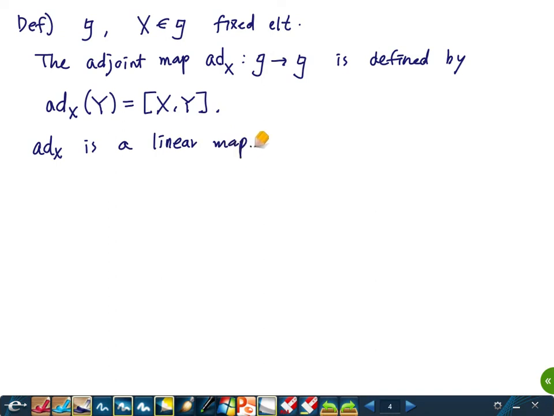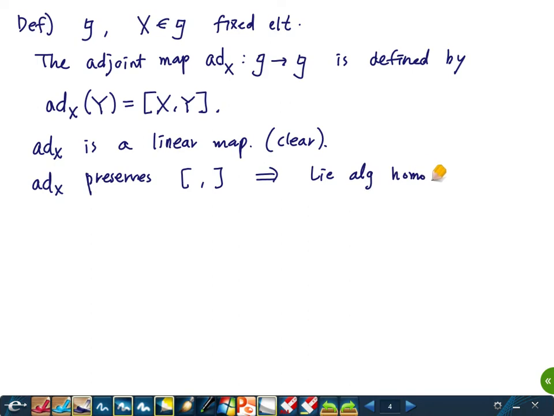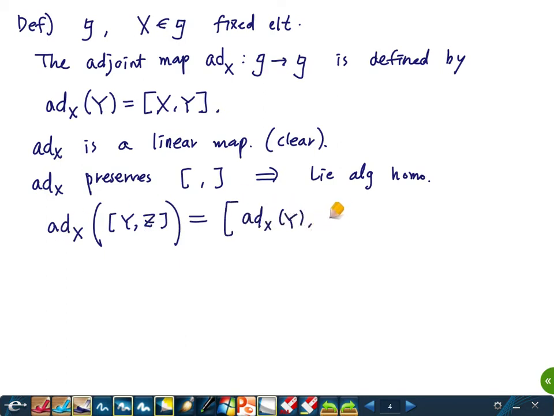But is this a Lie algebra homomorphism? And the answer is yes. It's clear, let's say. And moreover, this preserves the bracket. In other words, this means Lie algebra homomorphism. What does that mean? Whenever we have Y, Z, we can put this inside: ad X of the bracket of Y and Z, in terms of ad X Y and ad X Z. This is what I mean by this sentence. This map preserves the Lie bracket.